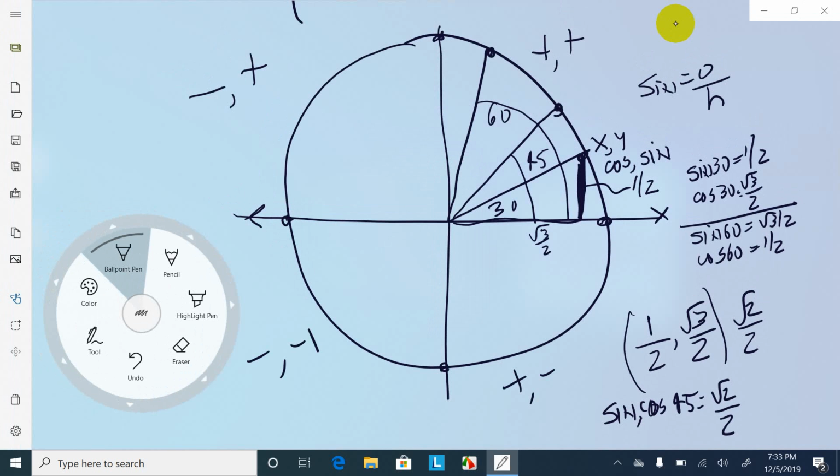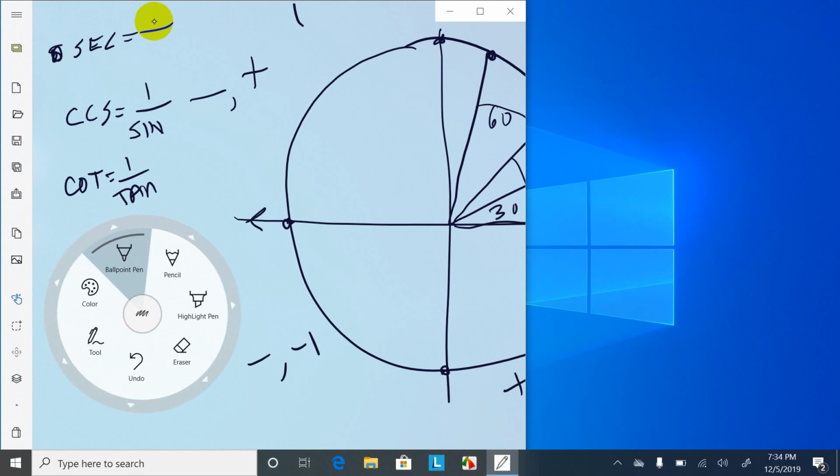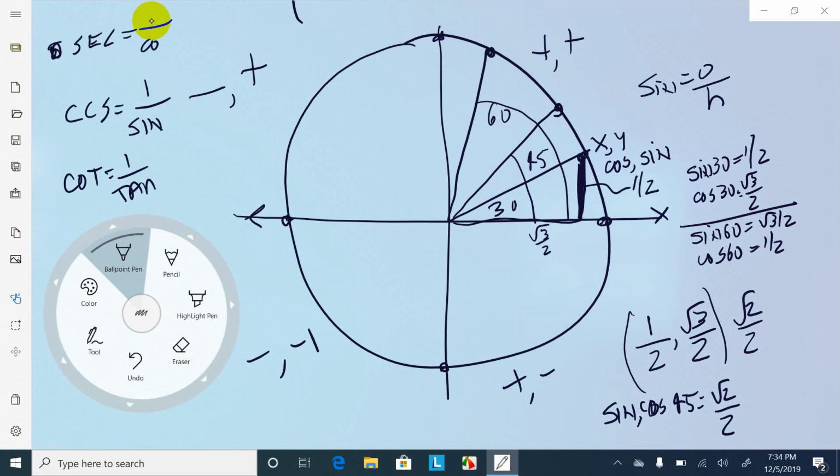You also have to know the definitions of secant, cosecant, and cotangent. Cotangent is 1 over the tangent. Cosecant is 1 over the sine, and secant is 1 over the cosine. Okay? And of course, the tangent is the sine over the cosine.